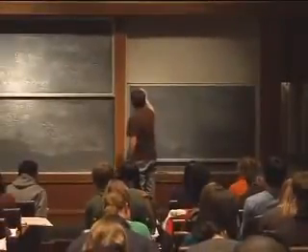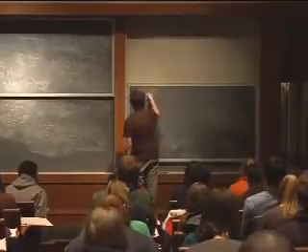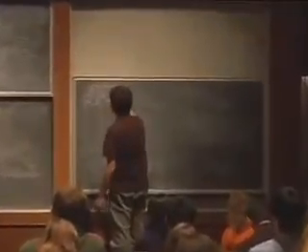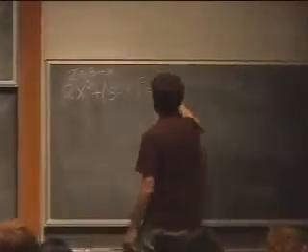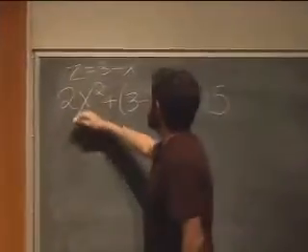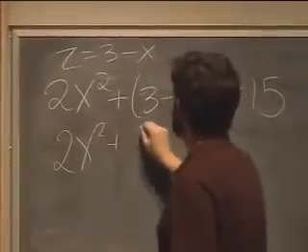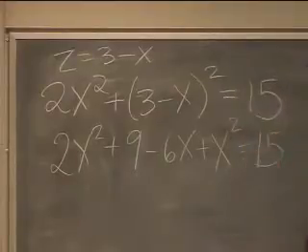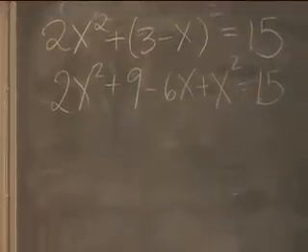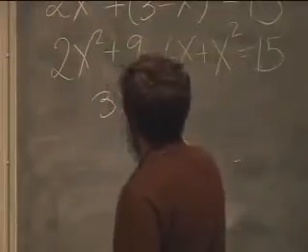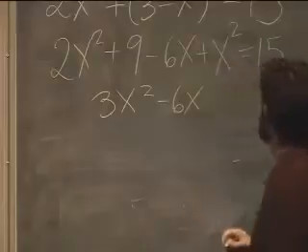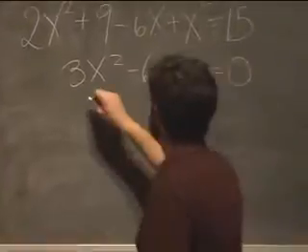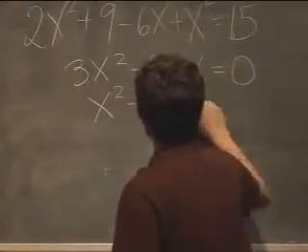So according to the first equation, Z equals 3 minus X. So plug that in the second equation, and you get 2X squared plus (3 minus X) all squared equals 15. If you expand this, you get 2X squared plus 9 minus 6X plus X squared. These are all capitals. That's 15. So what do I get? 3X squared minus 6X minus 6 equals 0. So divide by 3. X squared minus 2X minus 2 equals 0.